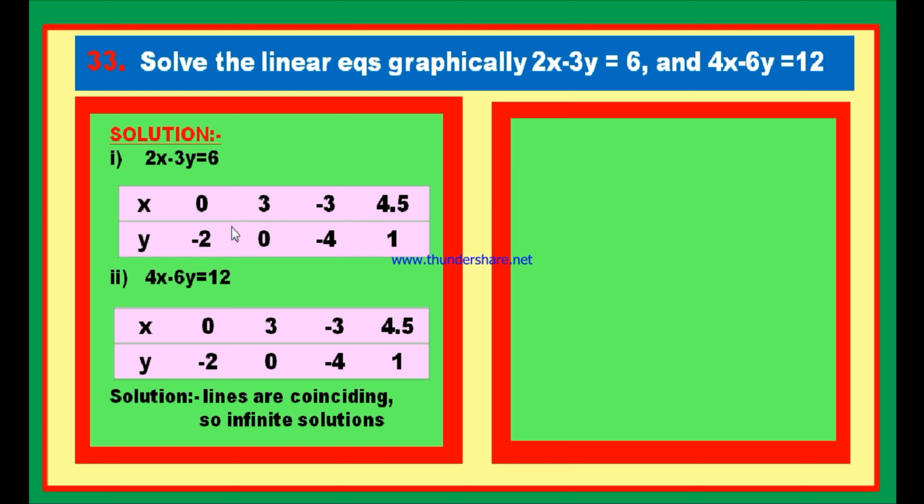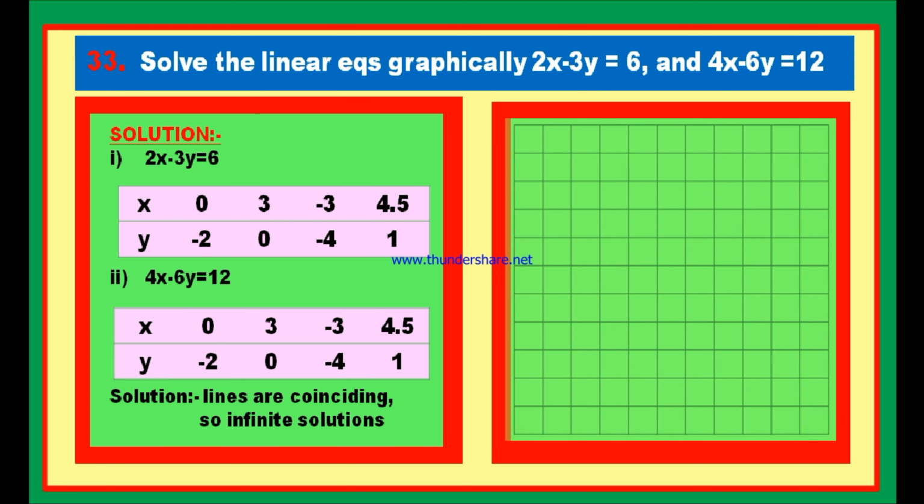Therefore, let us write the second equation, 4x minus 6y is equal to 12. Again, you will get the same table as the equations are the same. Now, since the equations are the same, the lines are coinciding. So, if the lines coincide, then there are infinite solutions. Let us draw the diagram.